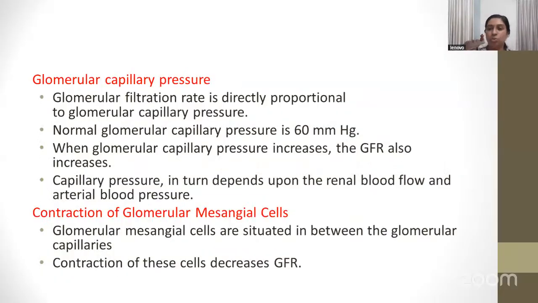Next thing is glomerular capillary pressure. The GFR is directly proportional to the glomerular capillary pressure. Normal pressure is about 60 millimeters of mercury. When the glomerular capillary pressure increases, GFR also increases. So it also depends on the renal blood flow and arterial blood pressure. Next is the contraction of the glomerular mesangial cells. They are situated in between the glomerular capillaries. So contraction of the glomerular mesangial cells means reduced blood flow, thereby reducing the GFR.